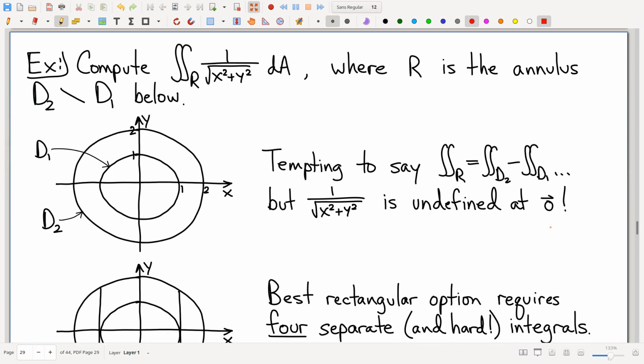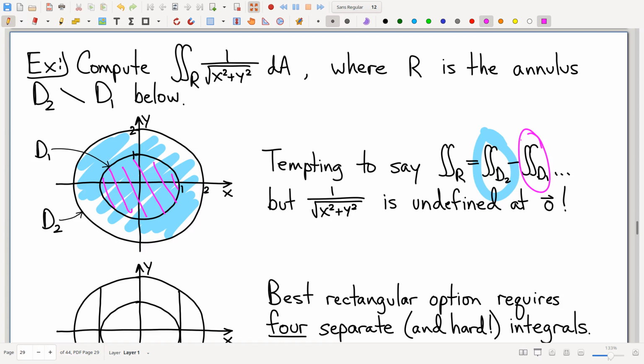Here's one. This is kind of a weird one. It looks like an easy integral because the domain is this, which doesn't look so bad. It's called an annulus. And it's tempting to say, and a lot of people would do the following, it's tempting to say that I can just take an integral on the big disk and then subtract the integral on the smaller disk, right? Blue minus purple would give us the annulus that we're actually interested in.